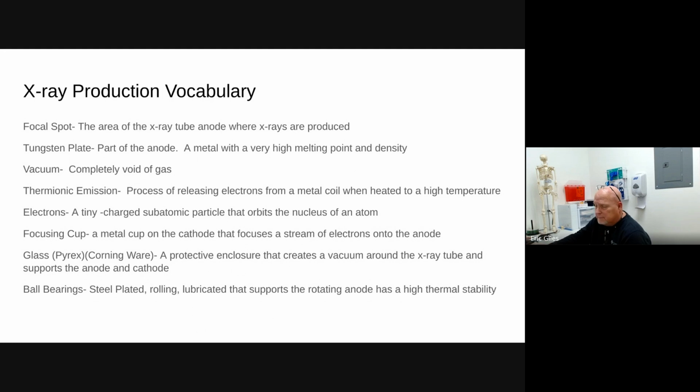Vacuum means completely void of gas. Thermionic emission, we'll talk a little bit about that as well. It's the process of releasing electrons from the metal coil when heated to a high temperature. Now, these are all just vocabulary words that you're going to have to be familiar with. So electrons are tiny charged subatomic particles that orbit the nucleus of an atom. Focusing cup. The metal cup on the cathode which focuses the stream of electrons onto the anode plate.